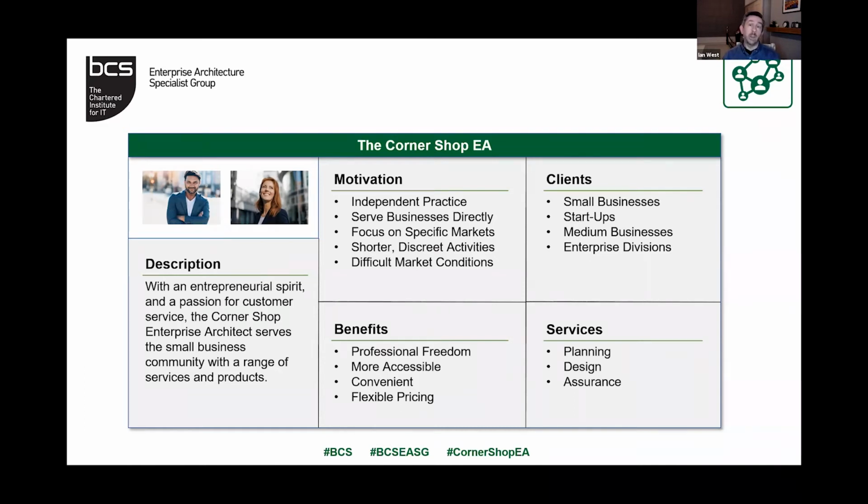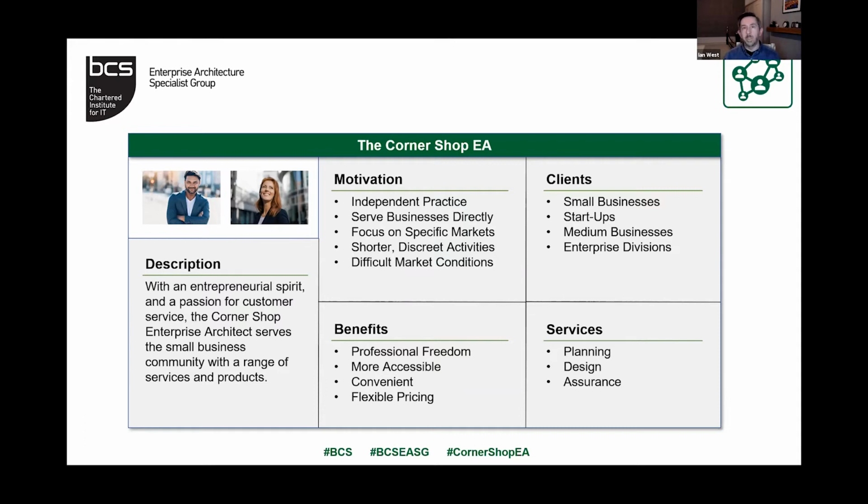And potentially even into large enterprises, which nowadays, certainly some, are a lot more flexible and looking more for how they can move rapidly. I see some potential there, but I really see the corner shop EA's target market as being small businesses, startups, and potentially into that medium space, but it doesn't preclude moving into those larger areas. And the types of services that need to be delivered are those traditional EA services that you would consider doing.